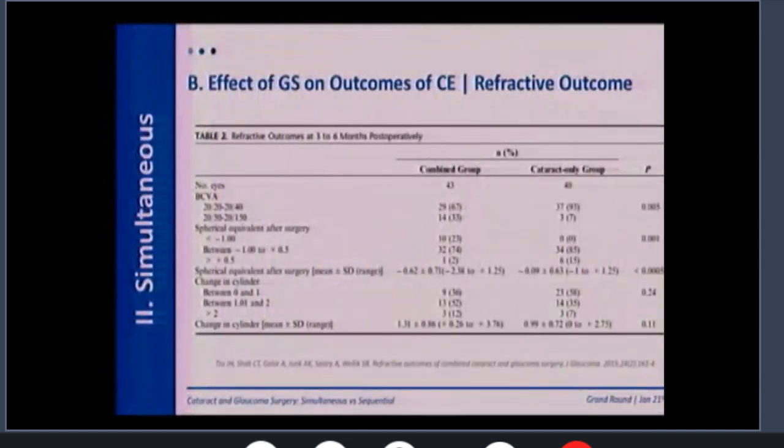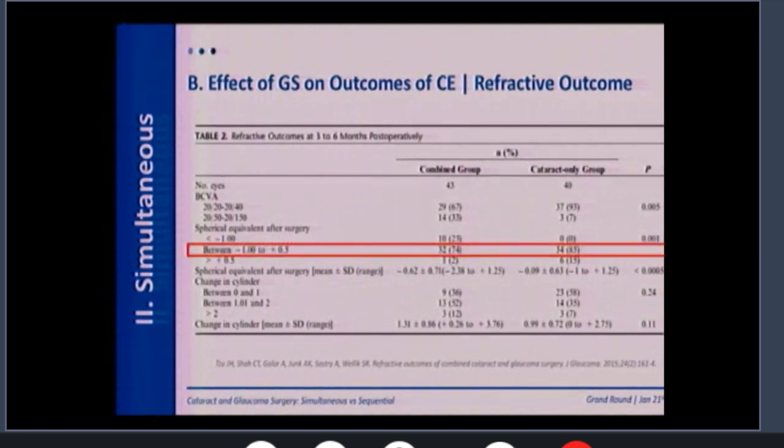And when looking at other glaucoma procedures, trabeculectomy or tube surgery, this is a paper that compared a combined group, and when we say combined, we mean phaco with either tube or trap, versus a cataract-only group. Those patients that achieved a spherical equivalent after surgery between -1 and +0.5 were 74% in the combined group and 85% in the cataract-only group, and there was a statistically significant difference. And the cylinder was a bit higher in the combined group, 1.3 compared to 0.9, but that difference wasn't statistically significant.